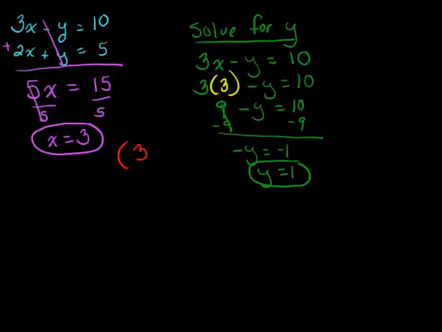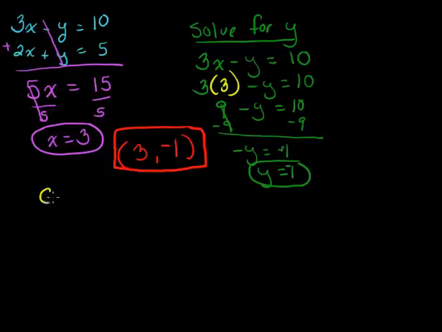Oops, I'm sorry. I made a little mistake here. It's positive 1, and our solution, something didn't seem right there. Our solution is 3, negative 1. That little mistake that I made would be very easy to catch when you're checking your work. So 3, negative 1, and that's exactly why you check your work.